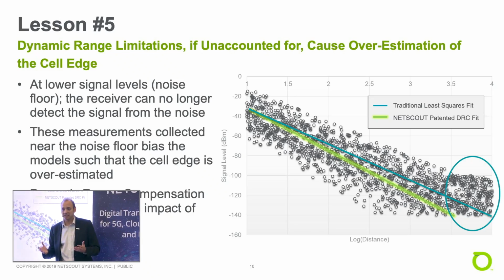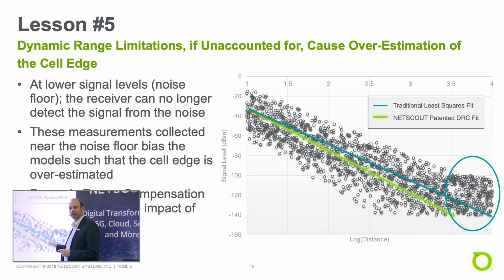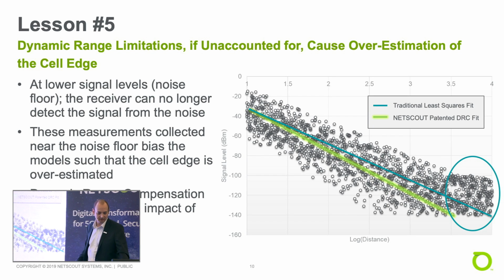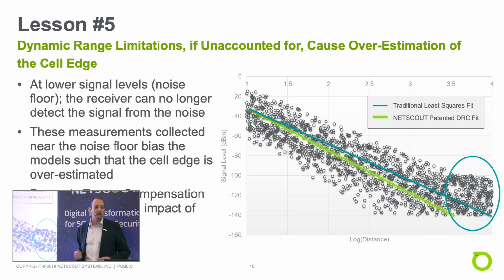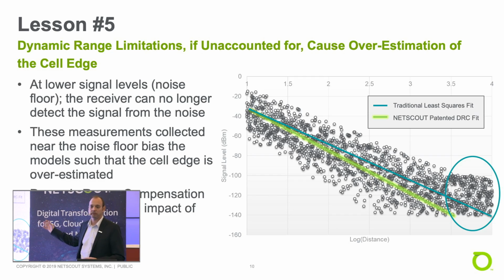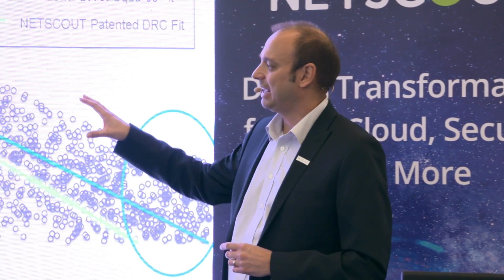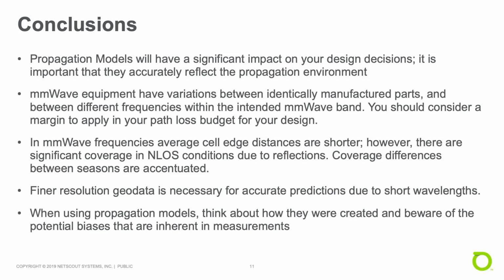The impact of that is overestimation of the cell edge. All these measurements that you have in this region particularly, because of this saturation, they tend to bias the data if you're doing a straight line fit through it. And at Netscout, we have created a patented technique to overcome this effect. We call this the dynamic range limitation, and we call the technique we use dynamic range compensation, and we overcome the impact of that. So let's talk about some of the conclusions that you can take away.